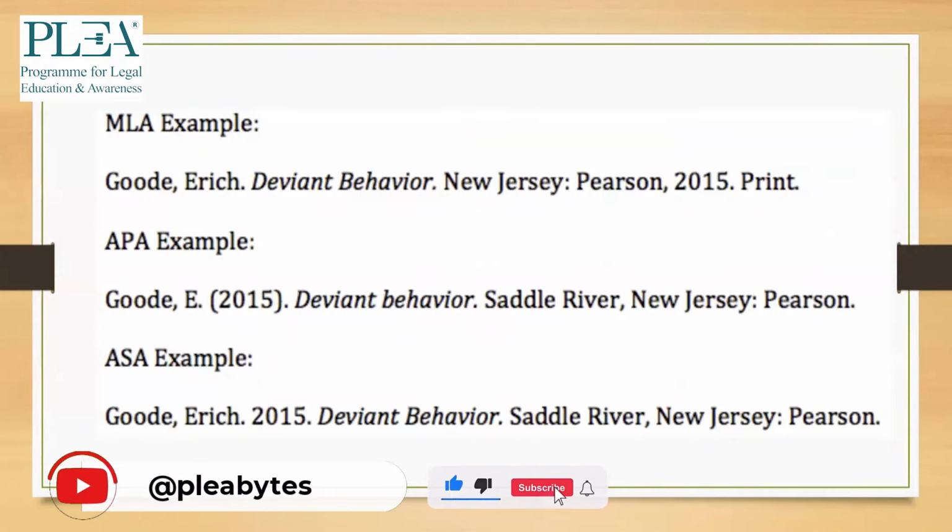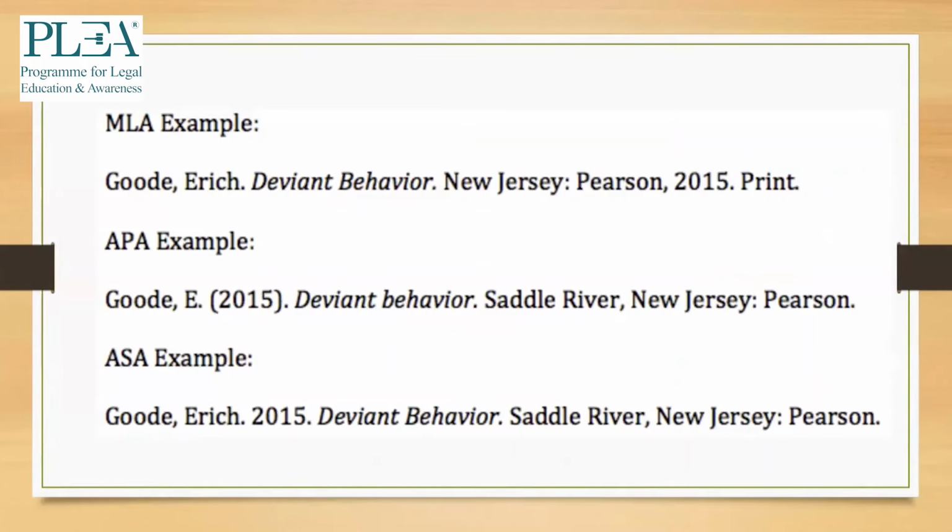If you have referred to this book in your research paper, you will have to give this kind of a footnote. Airish, good, that is the name of the author, name of the book, deviant behavior. Where is it published? New Jersey. And by whom? The name of the publishing house is Pearson. Year is 2015. It is not an online book. It is a print copy, so it's written print. You can also give the ISBN number, if you have the number.